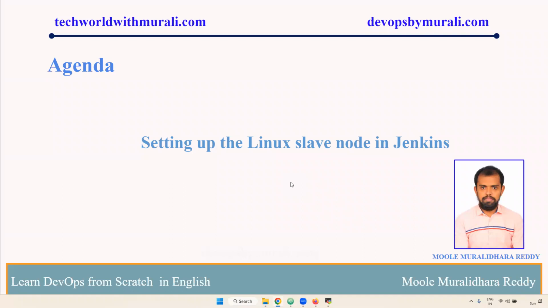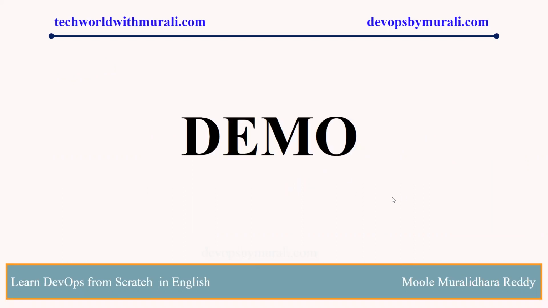In this video, we are going to discuss how to set up the Linux slave node in Jenkins. We have two things, right? Master node and slave node. In slave node, we can set up both Linux and Windows. In this session, we are going to discuss how to set up the Linux slave node. Okay, let's see the demo.